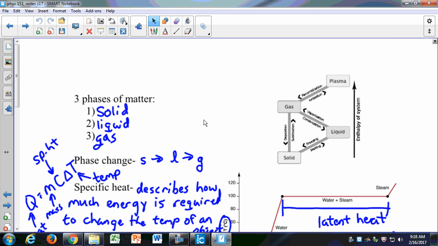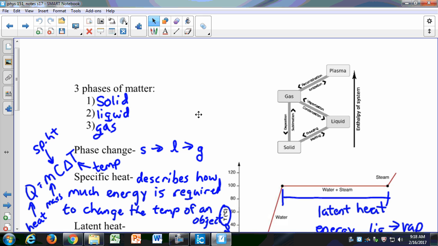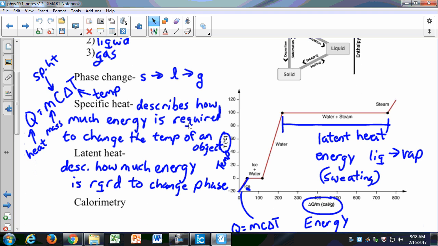Let's see, we talked about the phases of matter: solids, liquids, gases, and the phase change. This diagram is pretty important. I might have to give you this diagram and ask you to explain it on the test. And we have a couple things going on.